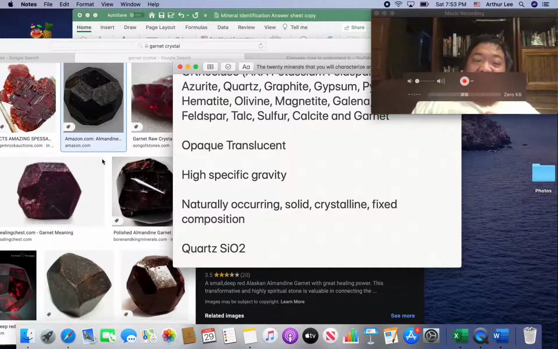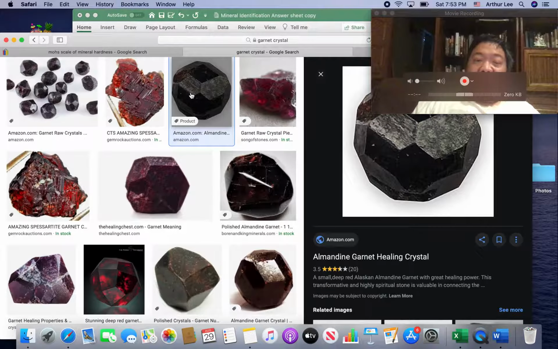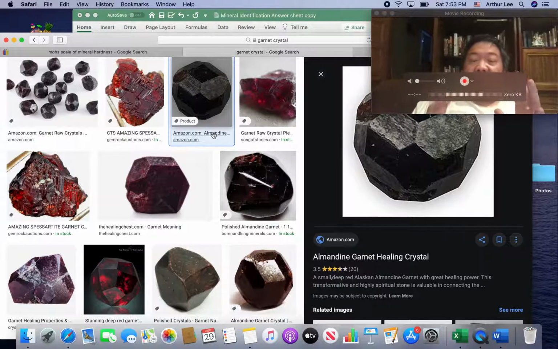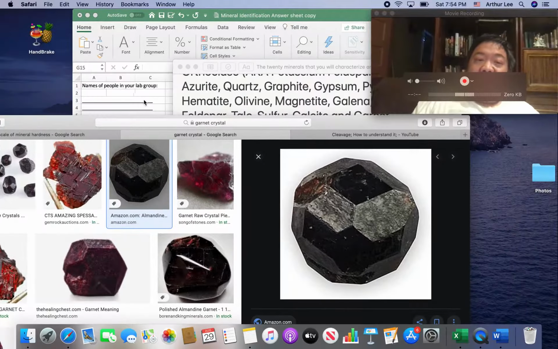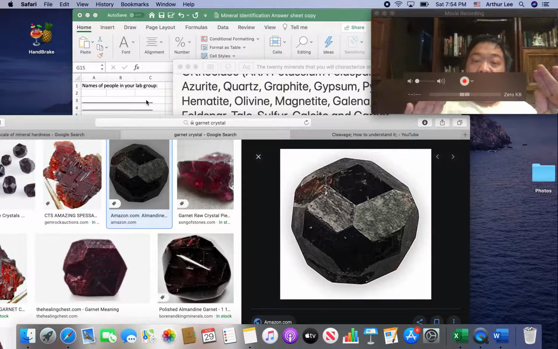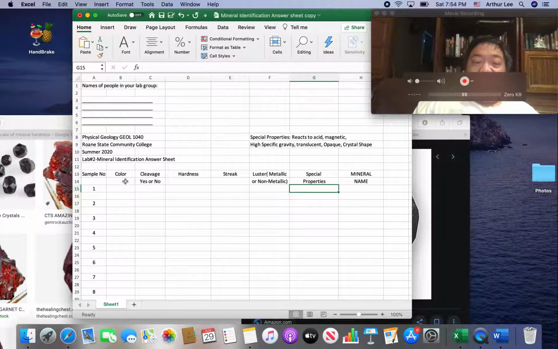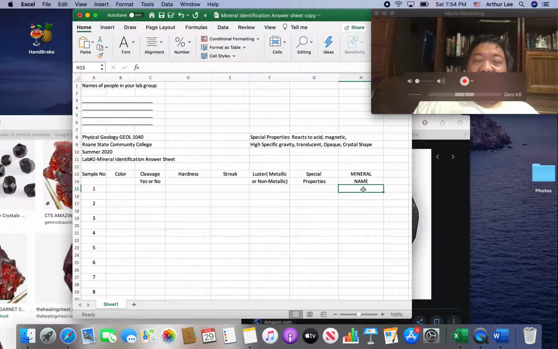If you look at crystals, if you can see if the mineral grew large enough to have nice sides to it, like these crystals, you could put that down in special properties on your answer sheet for your minerals lab. But if the minerals did not grow into nice big crystals, then you can't do that. But don't confuse the way the mineral grew versus the way the mineral breaks. The way the mineral breaks is cleavage. Okay? So once you figure out color, cleavage, hardness, streak, luster, special properties, then you're ready to identify the mineral. And there's 20 minerals you need to identify.